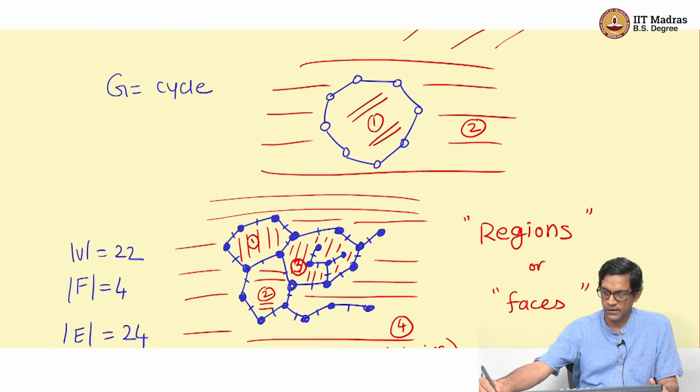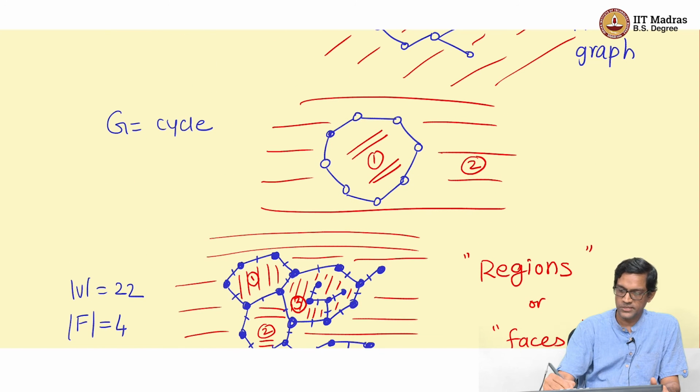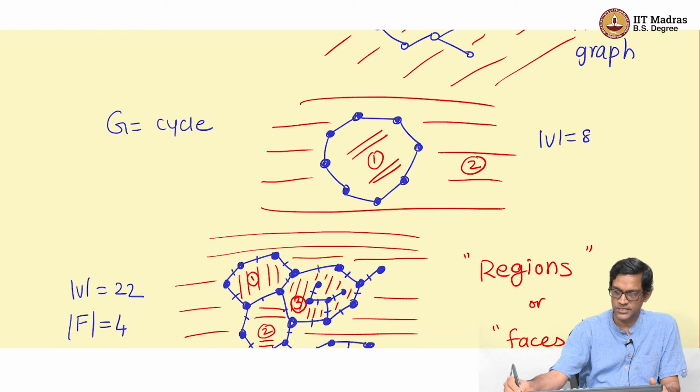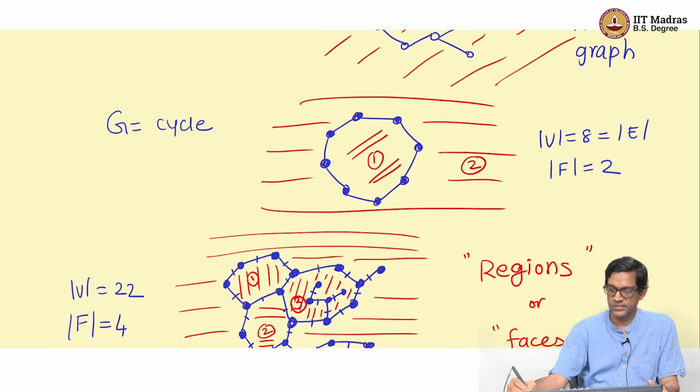Okay, so that's what happens in this case. If you have a cycle, observe that in a cycle the number of vertices is equal to the number of edges. So that's always the case if you have a single cycle. So here there are 8 vertices and I've got 8 edges, and the number of regions is 2. So again V minus E plus F is 8 minus 8 plus 2, which is 2.